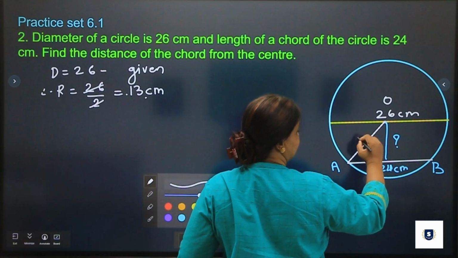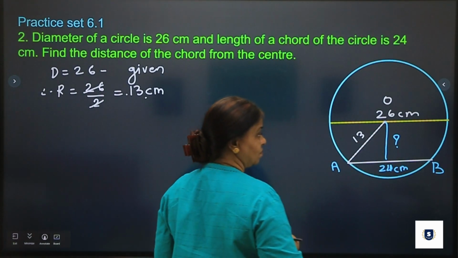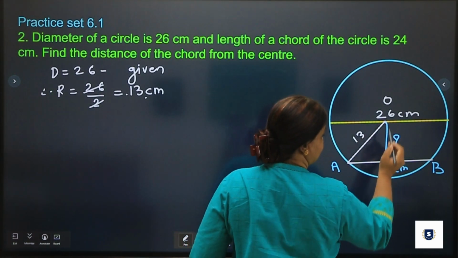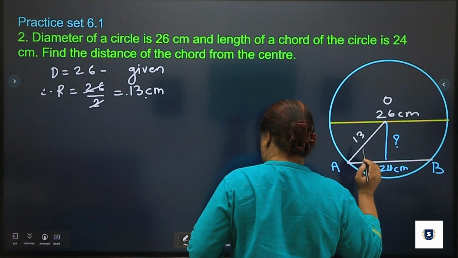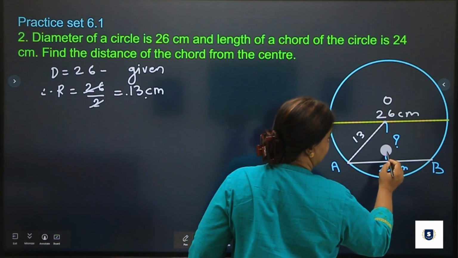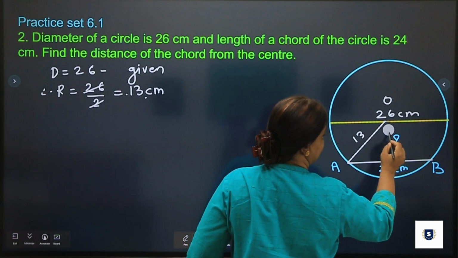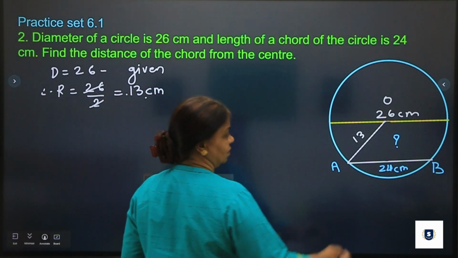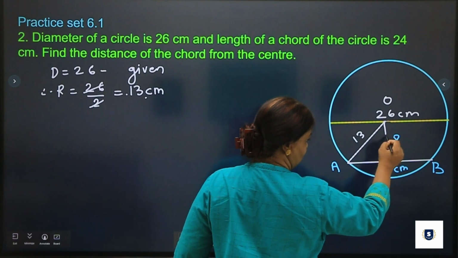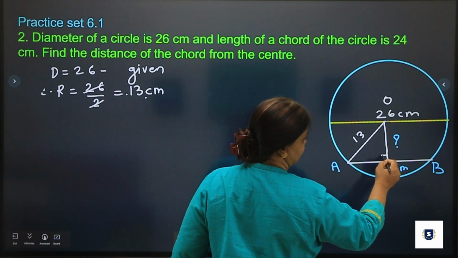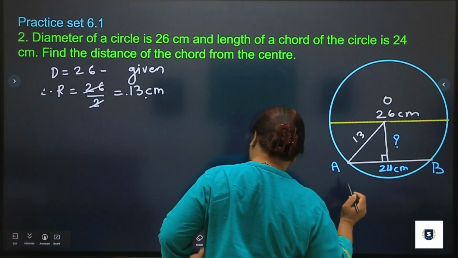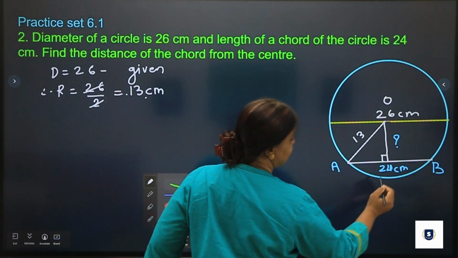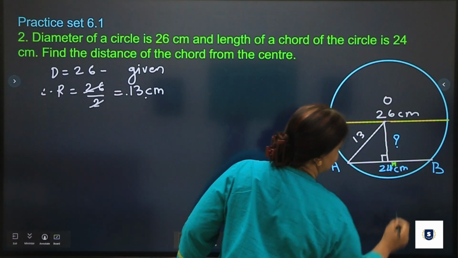If we got radius 13, O is the center, and if we draw a line from the center to the midpoint, that would be perpendicular. Let us draw a perpendicular from the center to the midpoint of the chord. Say M is the midpoint. Clear?